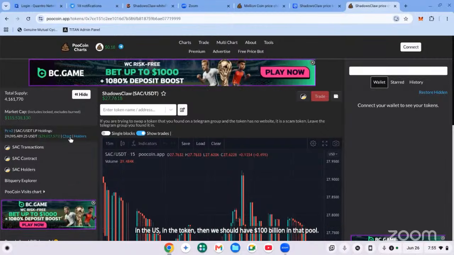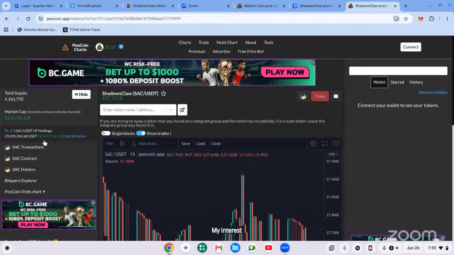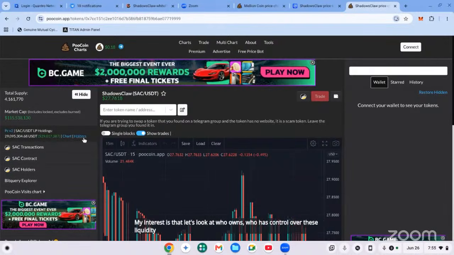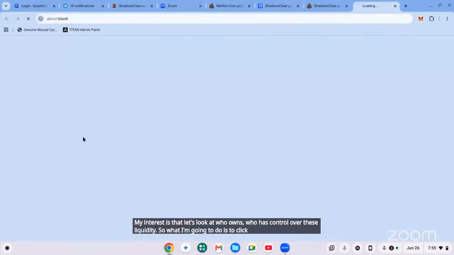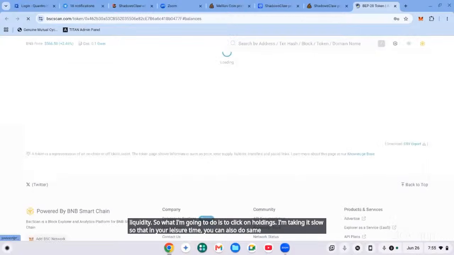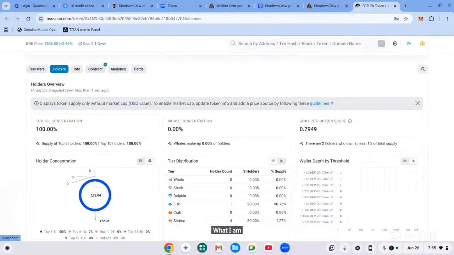But here also, you see, we have the holders of this liquidity. My interest is, let's look at who has control over this liquidity. So what I'm going to do is click on holders. I'm taking it slow so that in your leisure time you can also do the same and find out. So now we are on the Binance Smart Chain. What I am looking at is the holders. Again, look at it. It is the holders I am looking at.